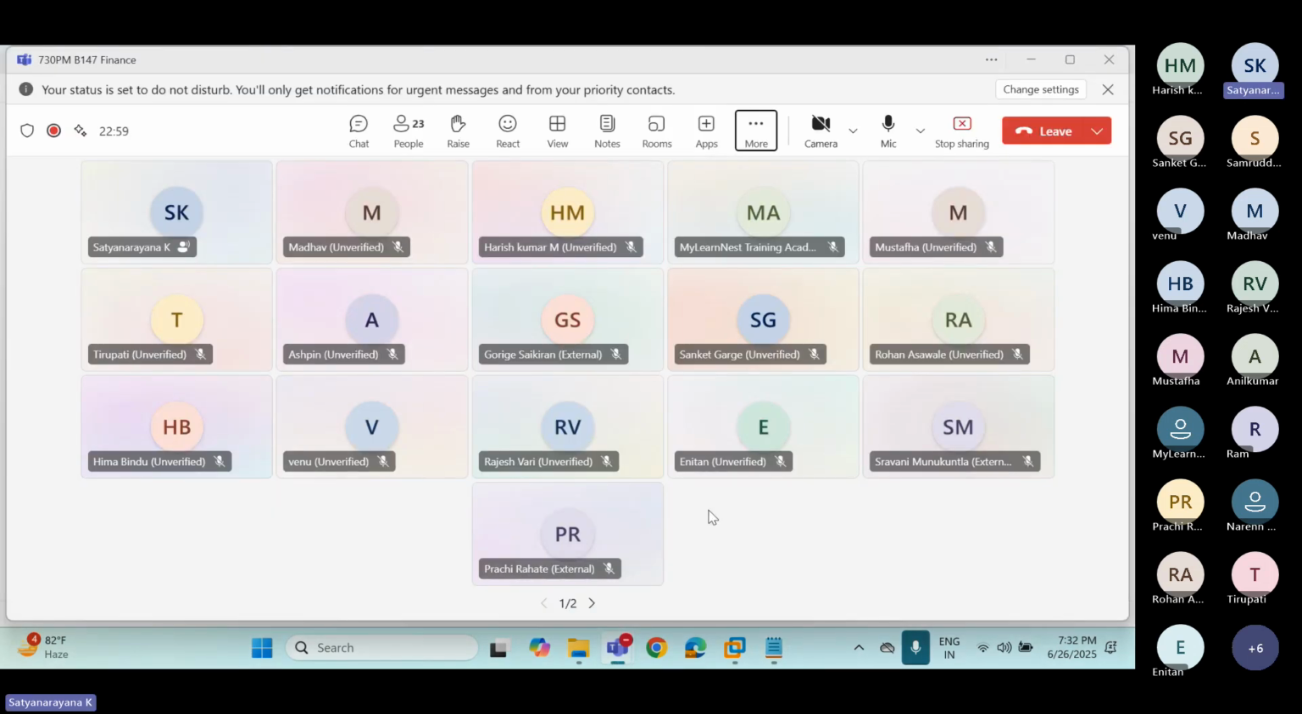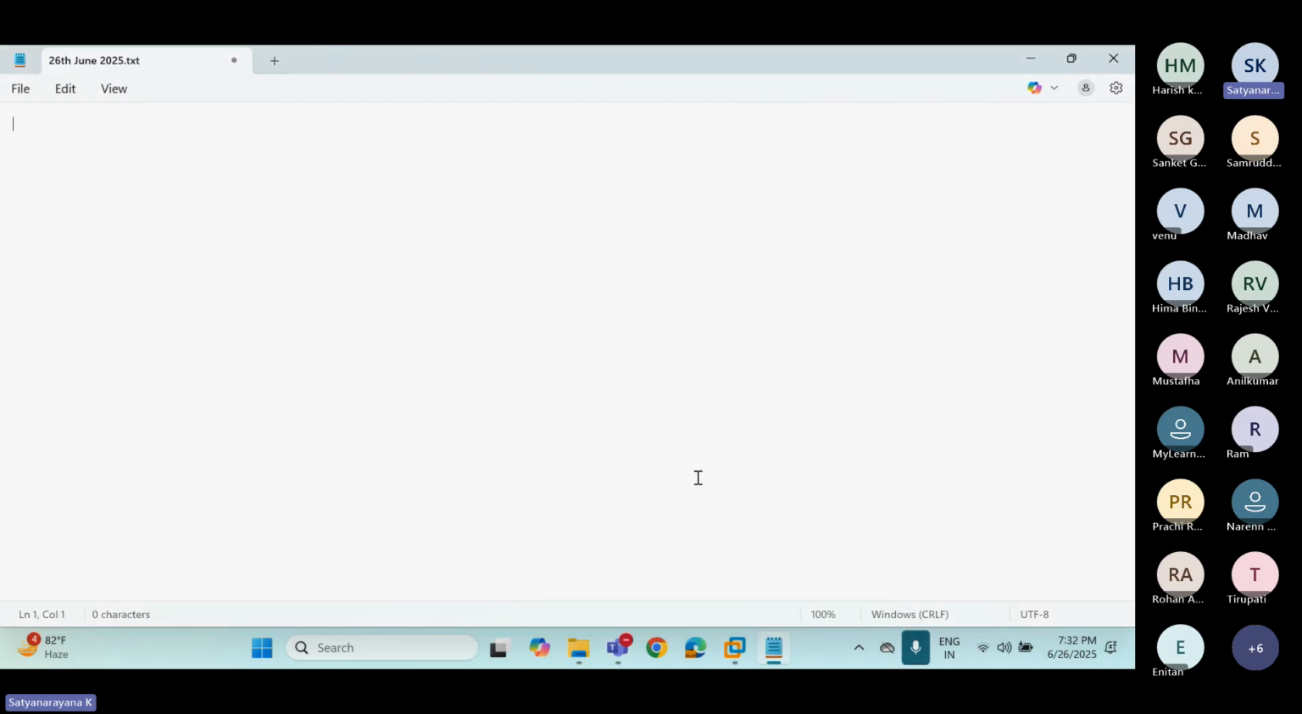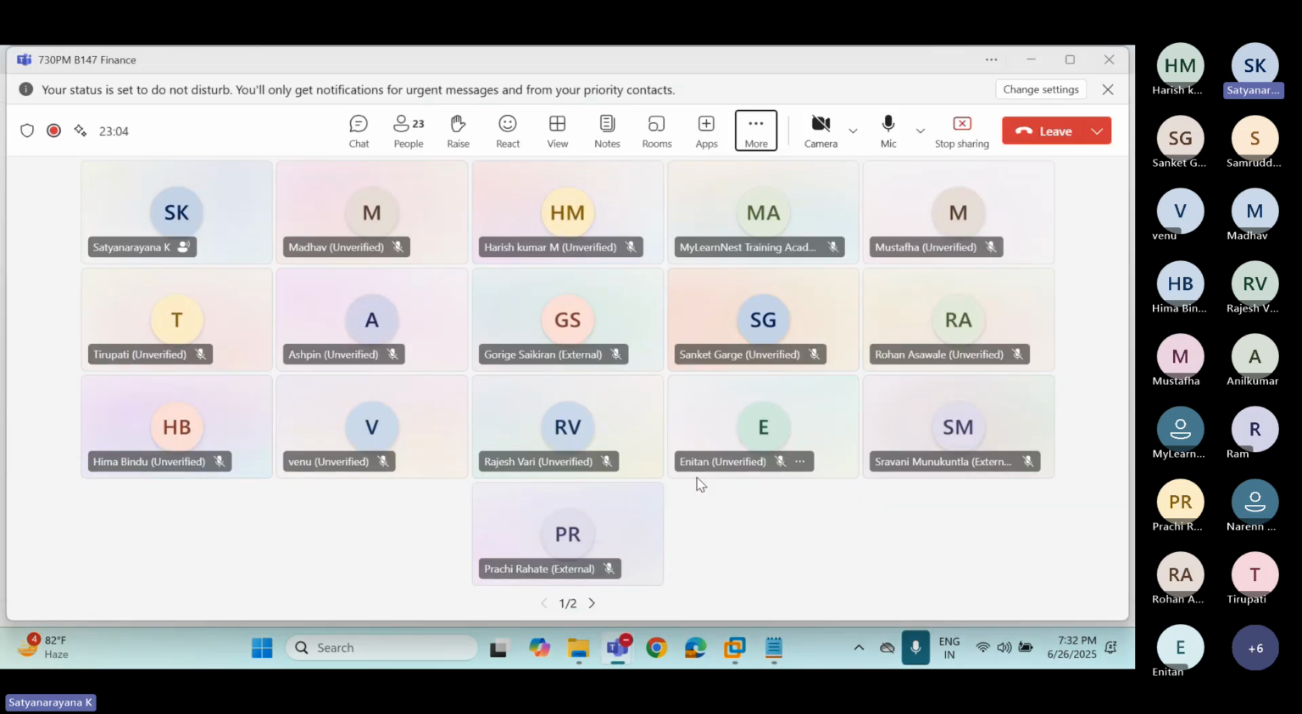My name is Satya, and I have a total of 25 years of experience in ERPs. In that, Microsoft Dynamics AX, I have a total of 17 years. 17 years of experience in Microsoft Dynamics. 8 years I worked in other ERPs.